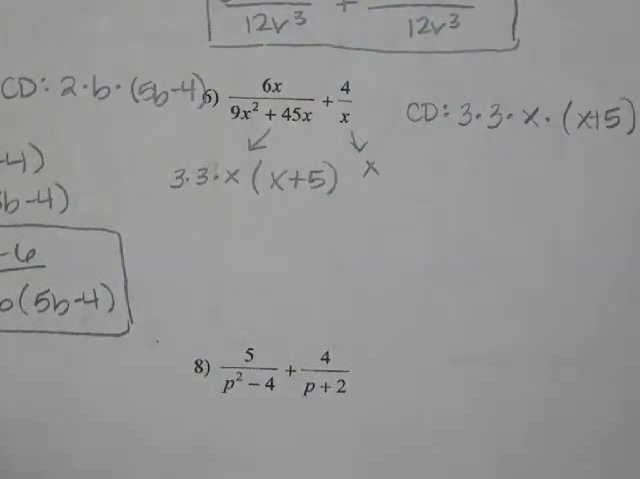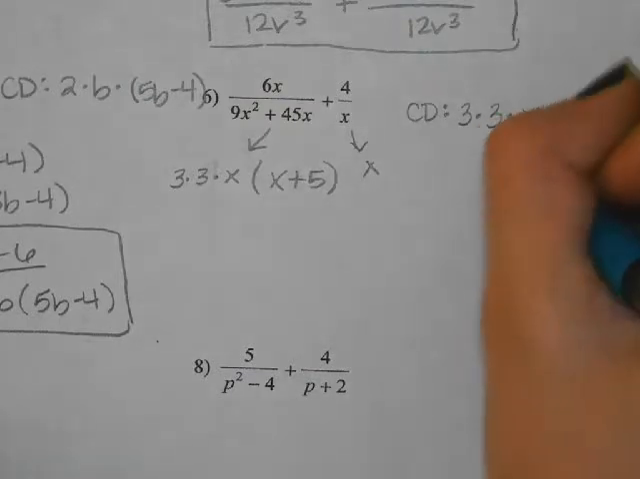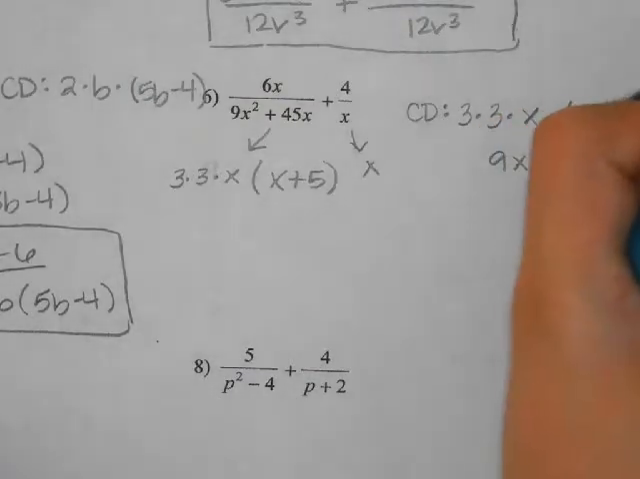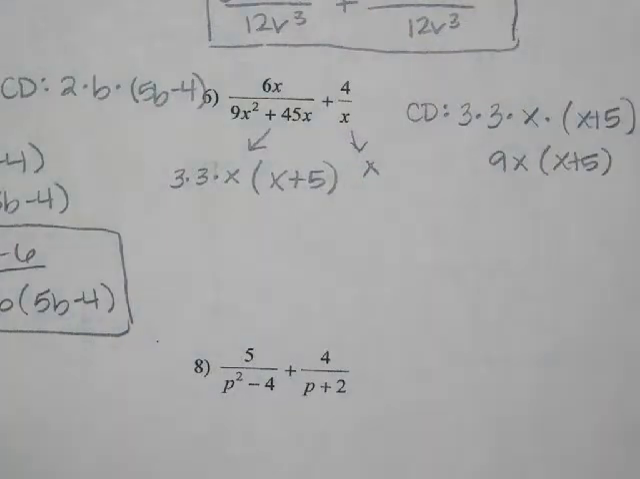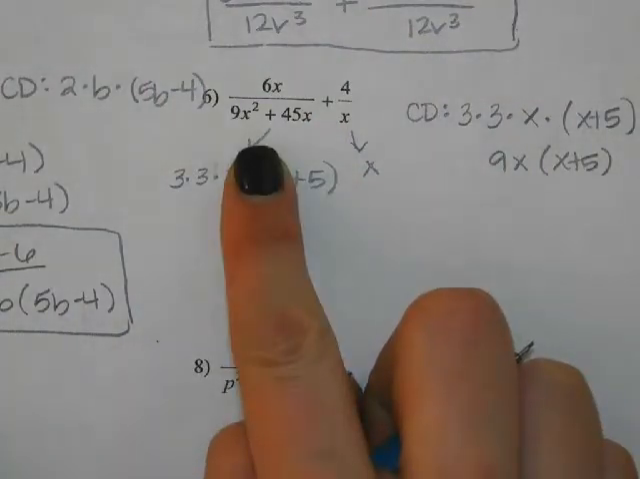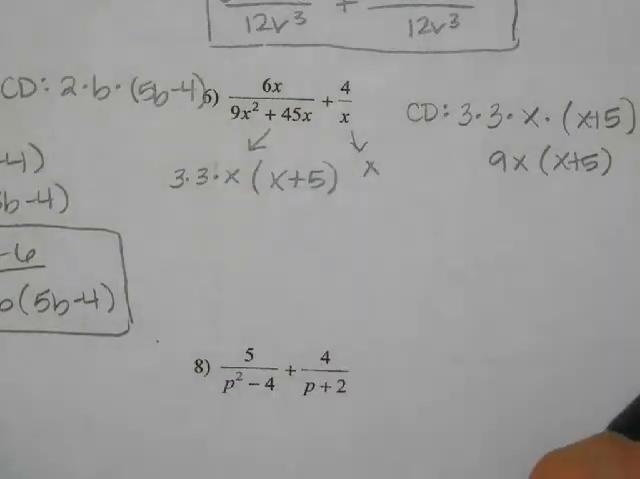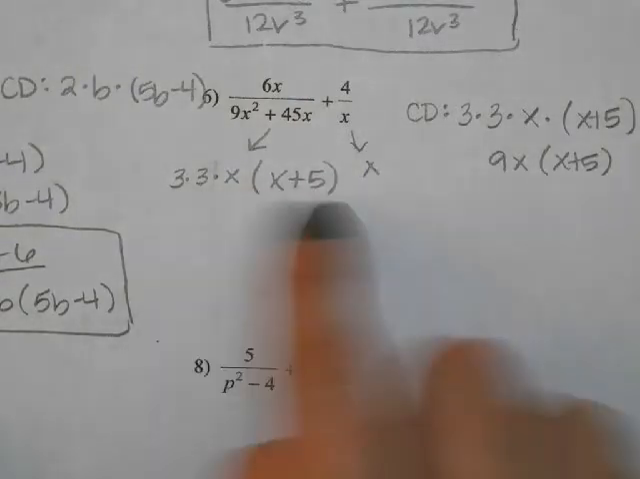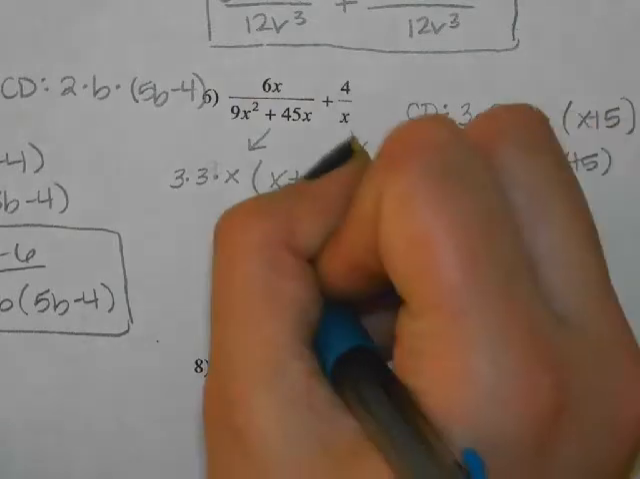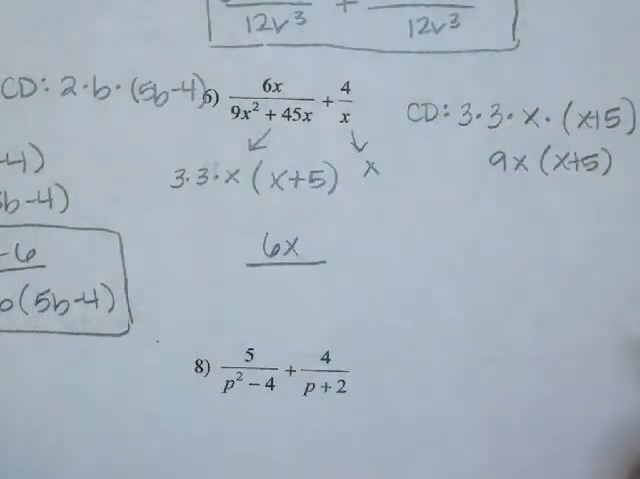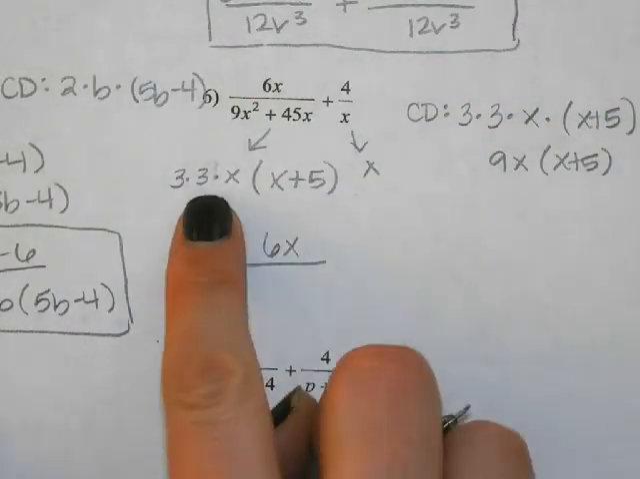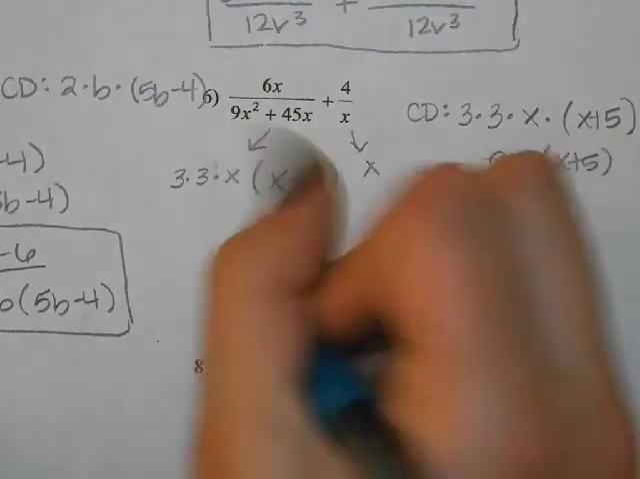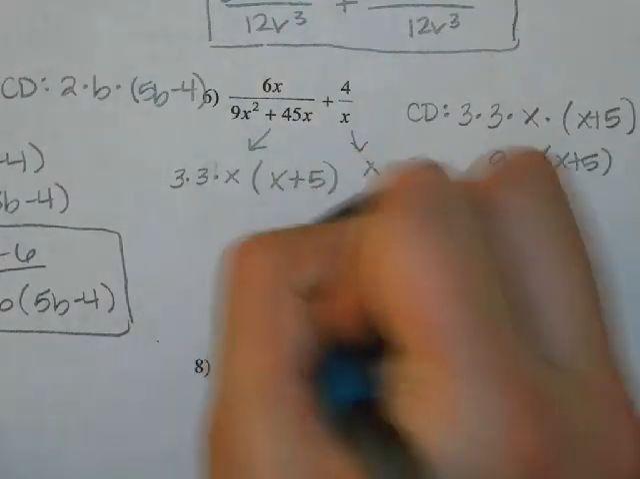What do you put with it? So our common denominator is 9x times x plus 5. Did the first fraction need anything? No, the first fraction has the whole denominator. So we're going to call that 6x over 9x times x plus 5. I'm leaving the denominator factored. Right, Hector and Daniel?